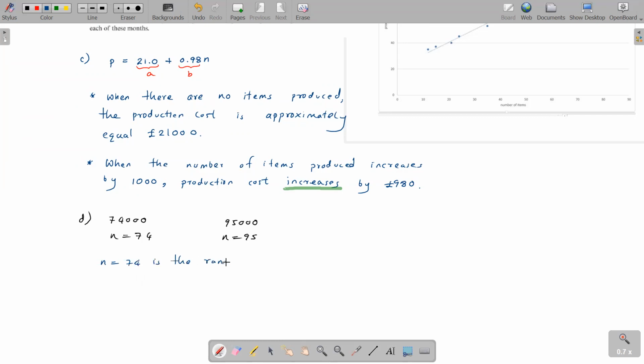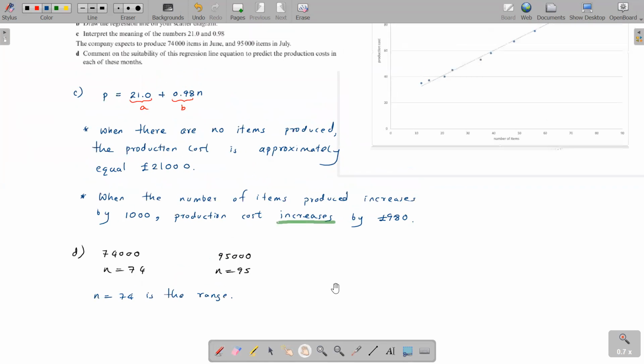So the production cost you get here, is it an answer that we can depend on? Yes, you can depend on this answer. You can be kind of sure that when you use n as 74, the production cost you get is correct. It should be approximately correct. Can you guys understand? Okay, so let's write that down.